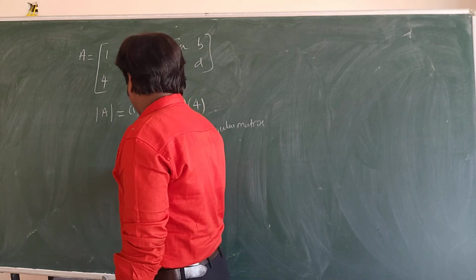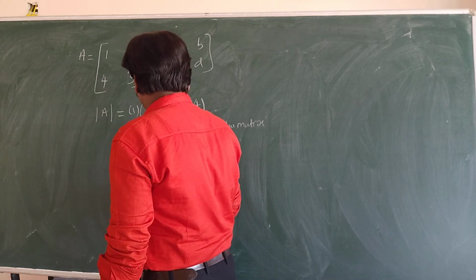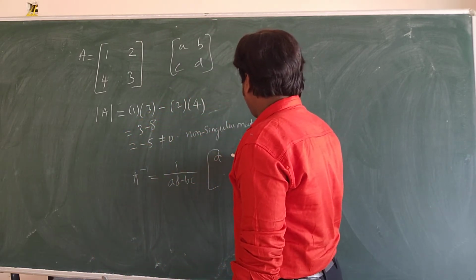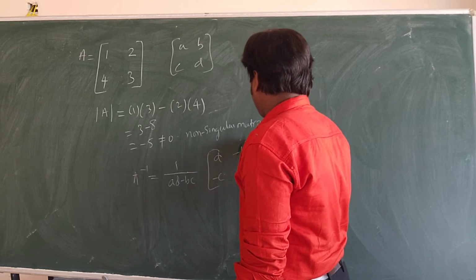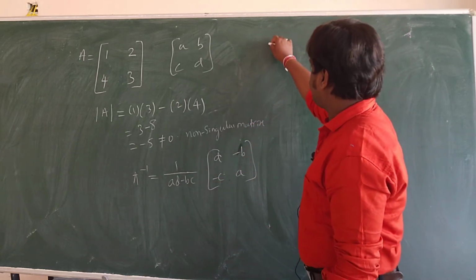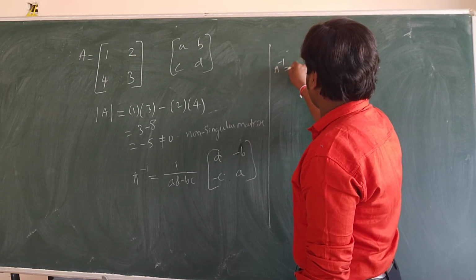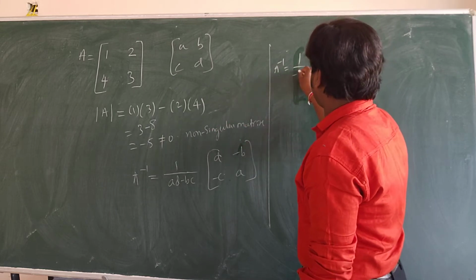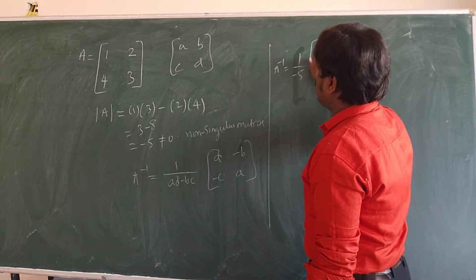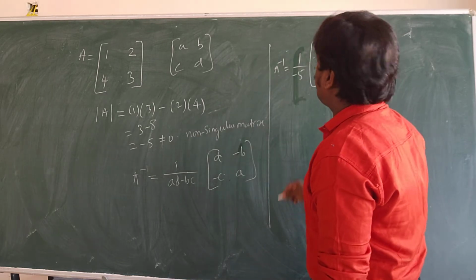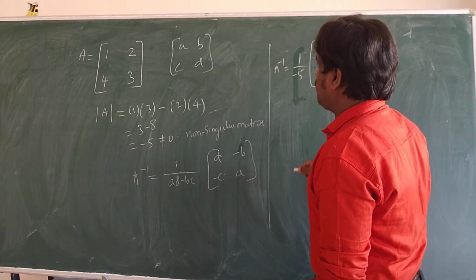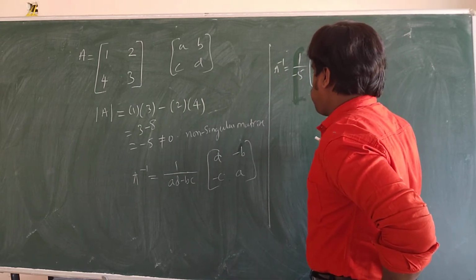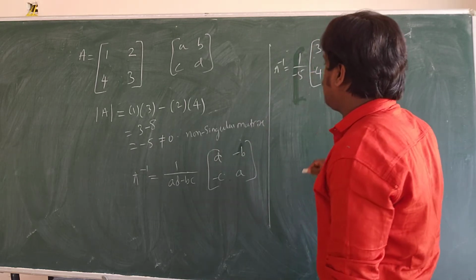So A inverse is equal to 1 by AD minus BC, times the matrix D, minus B, minus C, A. We will write it like this. So A inverse is equal to 1 by AD minus BC. What is AD minus BC? Minus 5. And D is 3. Minus B, what is B here? 2. What is C here? 4. What is A here? Minus 4, yes, minus 4. A here is 1.